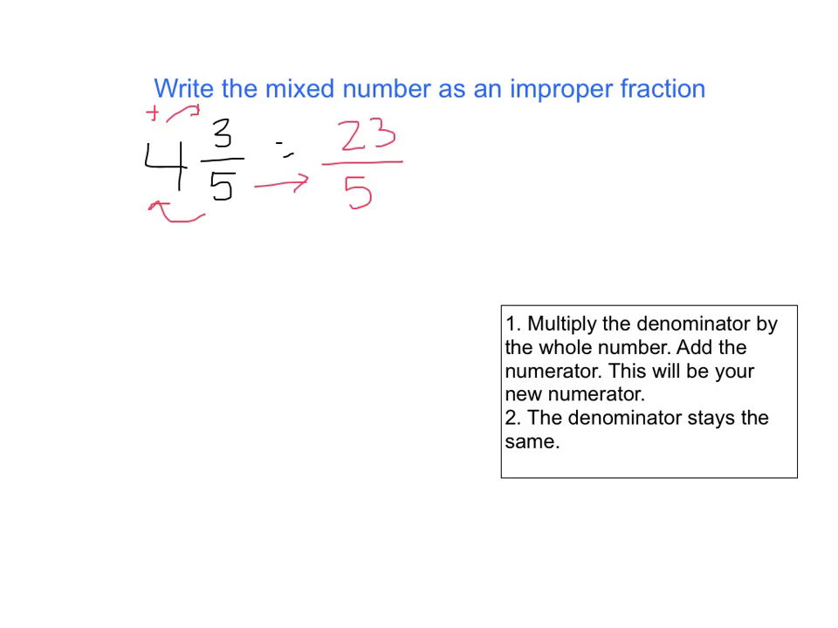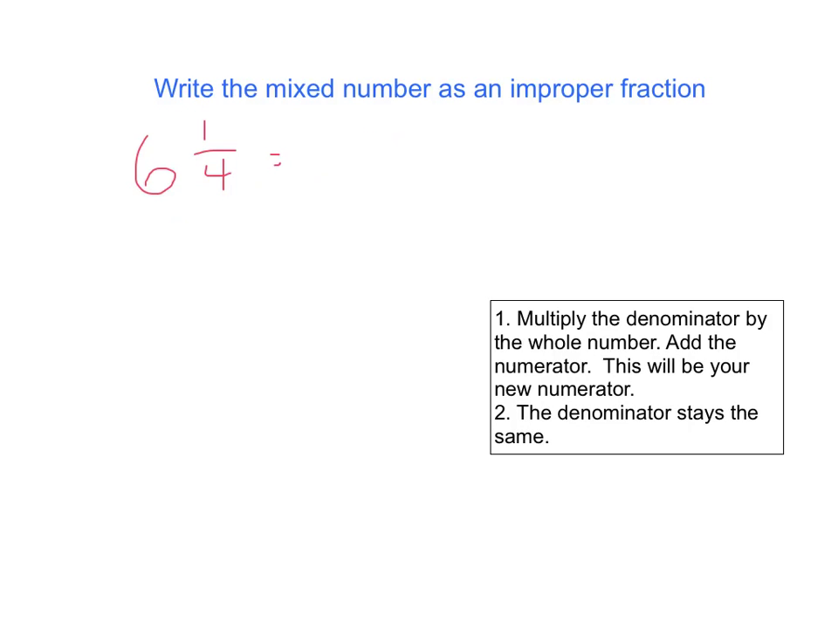Let's try one more problem. This time I'm going to go a little faster. First I need to multiply the denominator by the whole number. 5 times 6 is 24. Then I need to make sure that I add the numerator. 24 plus 1 is 25. Denominator stays the same. Your answer is going to be 6 1/4 equals 25/4.